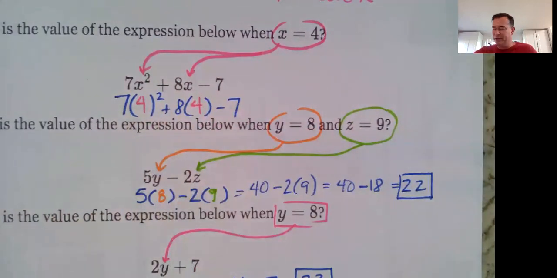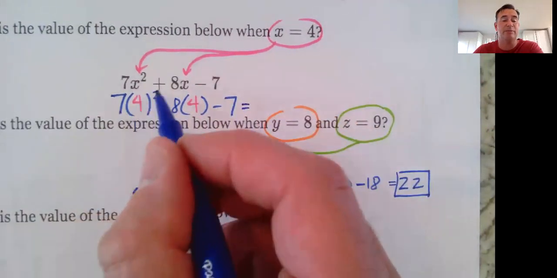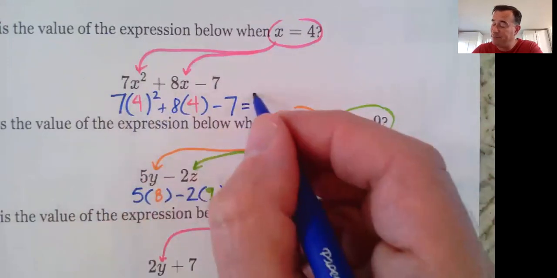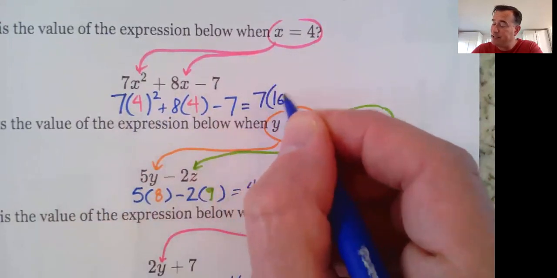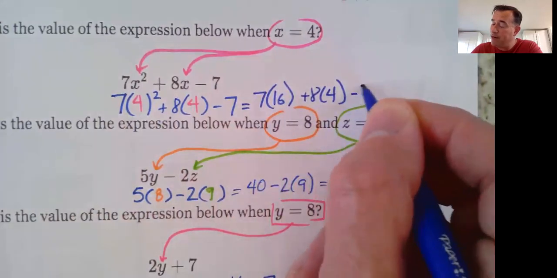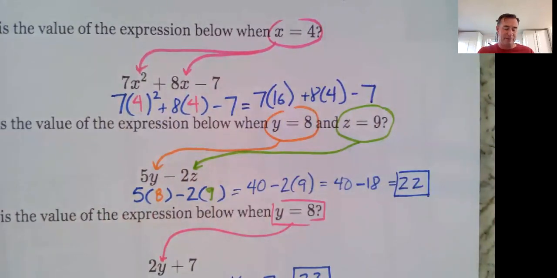Now I'm going to try to keep this within the space that we have here. So our first step is going to be to do the exponent that we have here. 4 to the second power is 4 times 4, so that'll be 16. 7 times 16 plus 8 times 4 minus 7. Now, I'm going to actually do some work above this here because I feel like it's going to be a better way for us to try to figure out where to put them, and also because I'm starting to run out of space on the side there. So the hope would be this will actually fit.